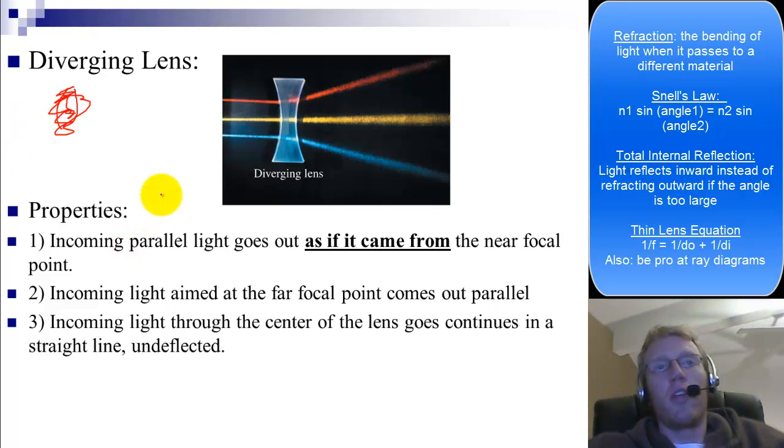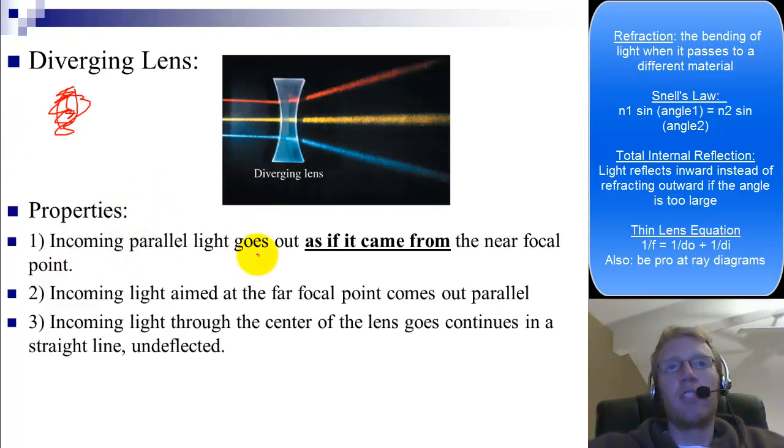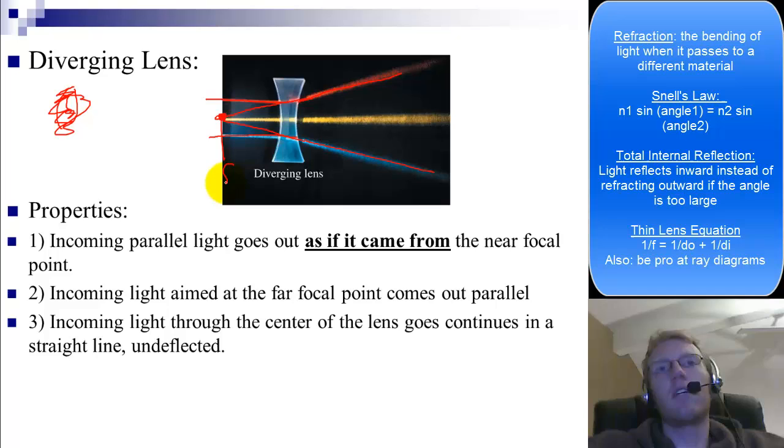Okay, so the three special rays we can draw for a diverging lens are, if it's incoming parallel, it goes out as if it came from the focal point. So this light ray here, when it comes out, it diverged away. It looks like, if you trace it backwards, it looks like it came from right here. Same as this blue one. You trace it this way, and then if you trace it back, it looks like it came from here. So that right there is your focal point on this side of the lens. So it comes in and it diverges as if it came from here.